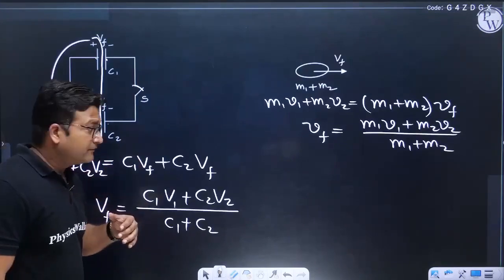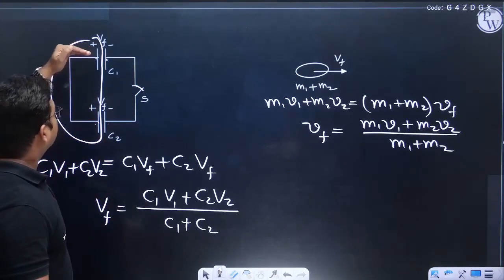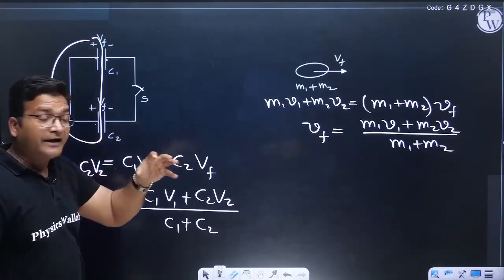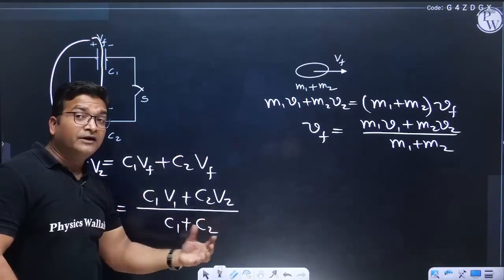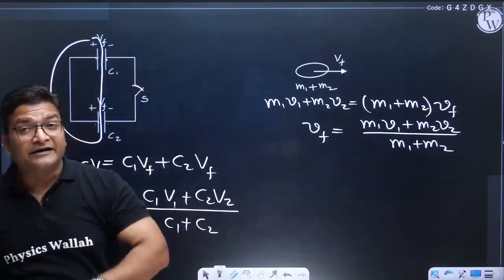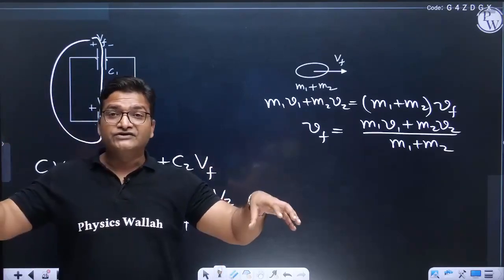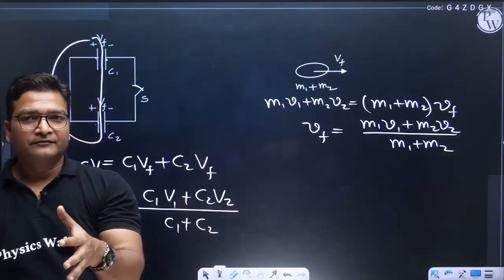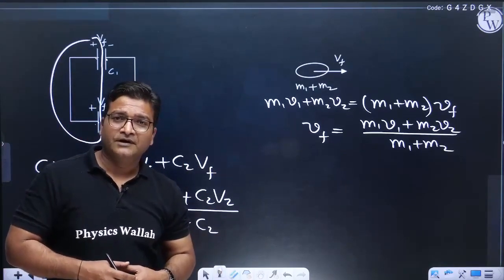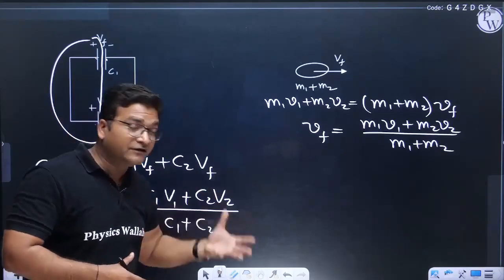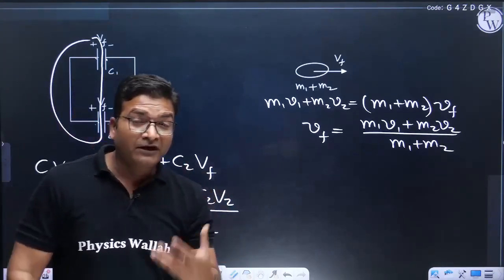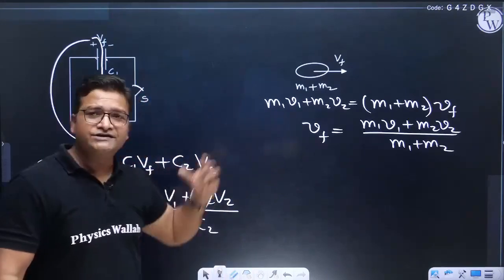The final energy would be half C1 V final square plus half C2 V final square, and by putting this value of V final, you will get the total final energy. And when you subtract initial energy minus final energy, you get the heat loss. This is a very big process and involves a lot of calculations. But the result that we obtain will be in front of you if you use this analogy.